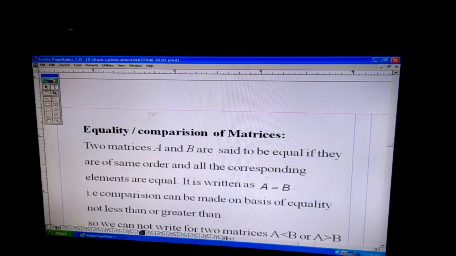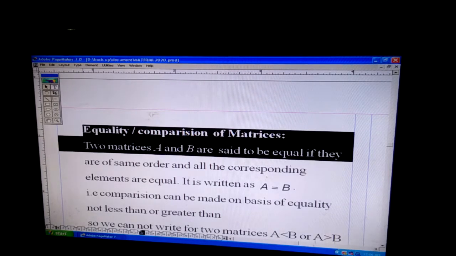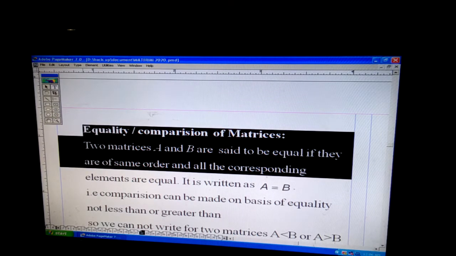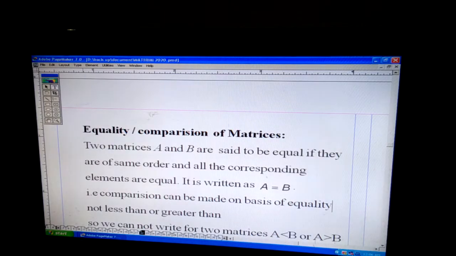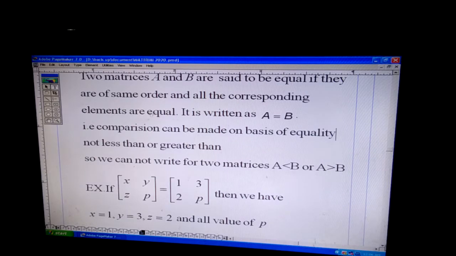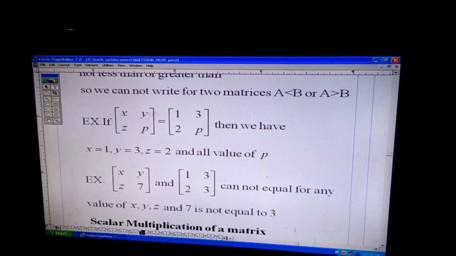Equality or comparison of two matrices. Two matrices A and B are said to be equal if they are of the same order and all the corresponding elements are equal. It is written as A equal to B. That is, comparison can be made on the basis of equality, not less than or greater than. This means we cannot say A is less than B or A is greater than B; that is not possible. See here one example.